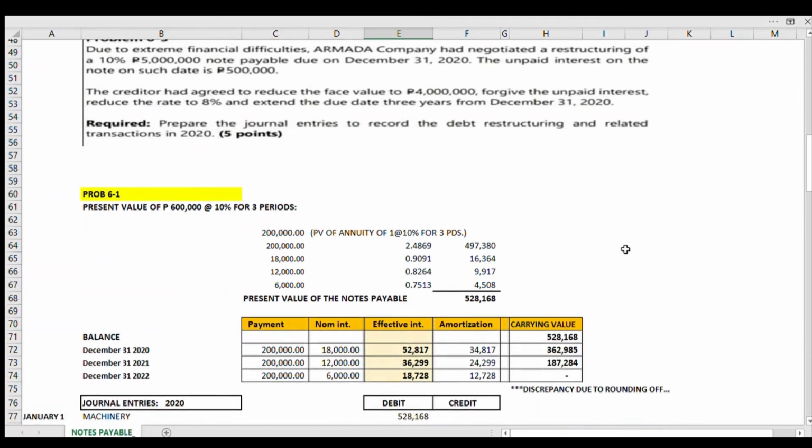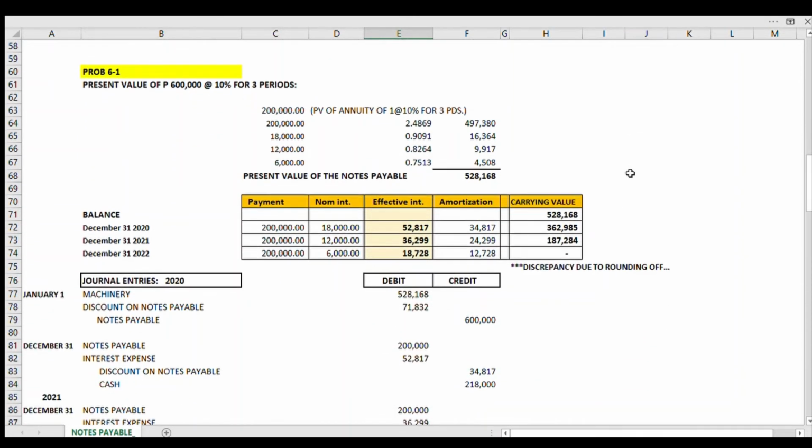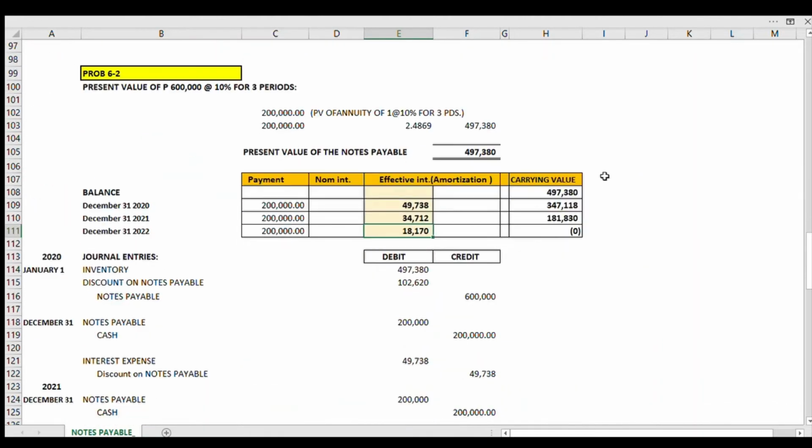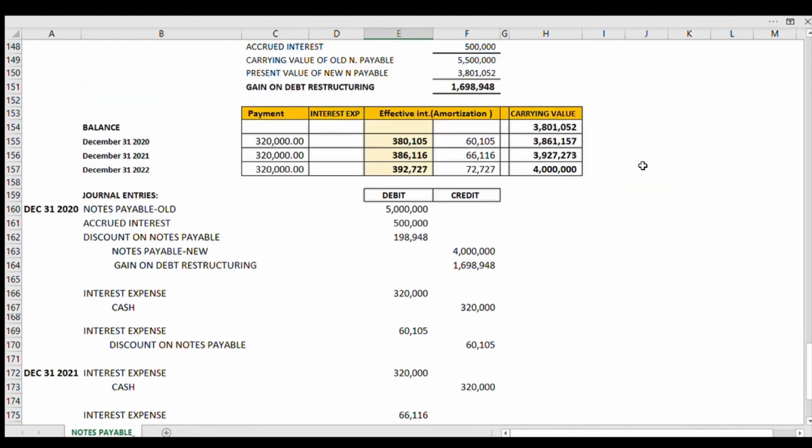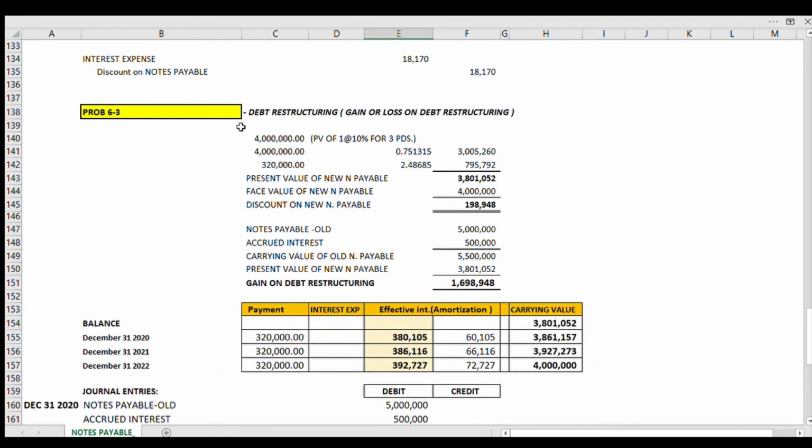So, let's go to the solution of this problem. So, ang unang-una, kukunin mo yung present value, as always, para makuha natin yung talagang appropriate valuation ng note as of the reporting period. Okay, the present value of the 600,000 at 10% for 3 periods, that is the, okay, the 200, sorry, hindi yan pala. Okay, ito pala. Nandito tayo sa third. Alright, sorry for that.